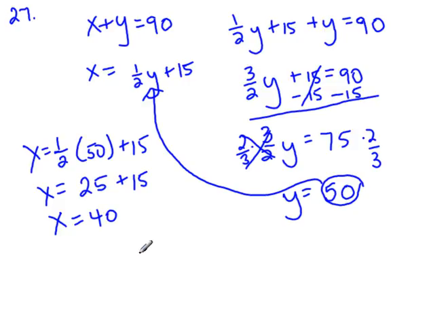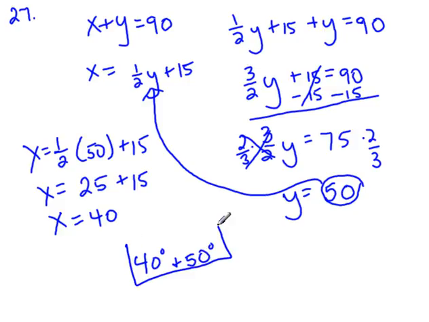So now I have to go back and figure out what they asked for so I can make sure I'm giving the answer that was asked for in the word problem, and it says find the measure of each angle. So the measure of one angle is 40 degrees and the measure of the other angle is 50 degrees.